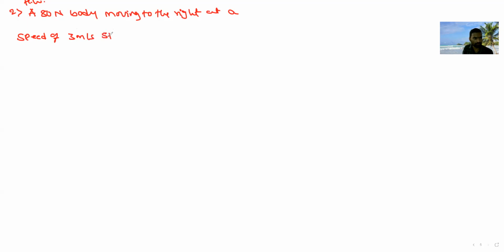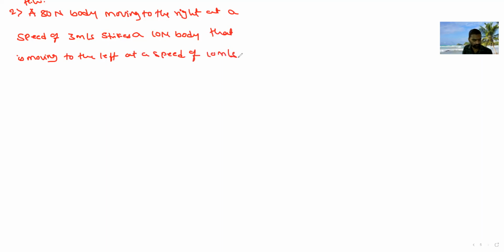strikes a 10 Newton body that is moving to the left at a speed of 10 meter per second. The final velocity of the 10 Newton body is 4 meter per second to the right.